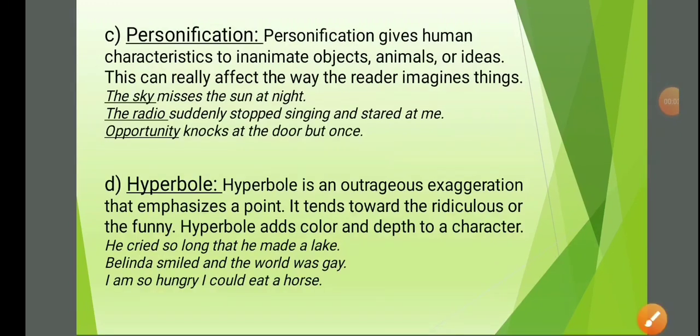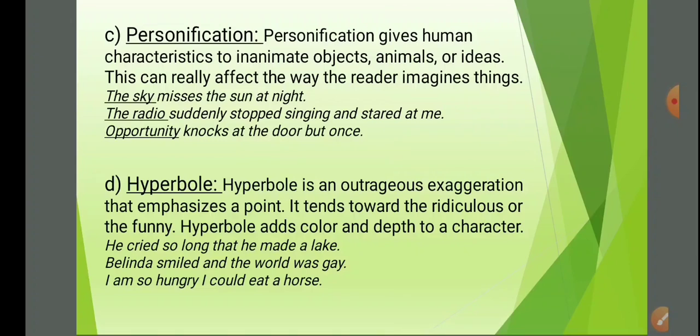Next figure of speech is personification. Personification gives human characteristics to inanimate objects, animals, or ideas. This can really affect the way the reader imagines things. It means in a sentence or in any poem, the poet or the author describes an inanimate object, maybe an animal, something non-living, and its qualities are compared with a human being as a person.